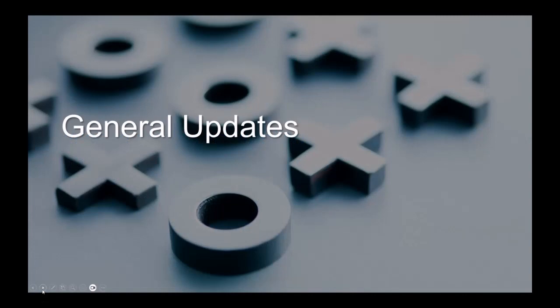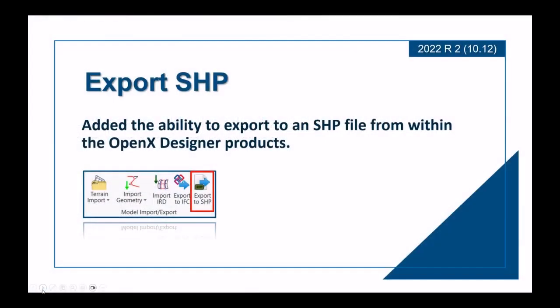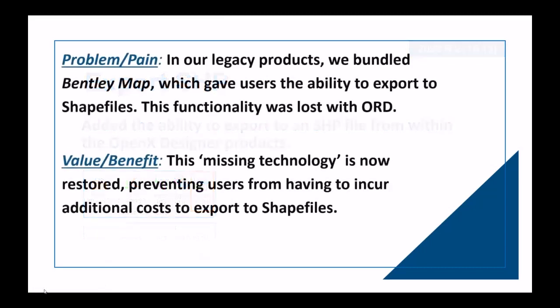All right, let's take a look at some of the enhancements. We've grouped these under what we call general updates. As we move through, in the upper right-hand corner of the different title slides, it will have the release version, so that tells you exactly what version this particular enhancement was in. The first one under general is Export SHP. We added the ability in 2022 R2 to export a shapefile directly from within the OpenRoads Designer products.